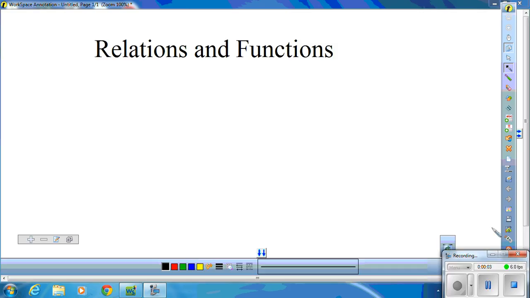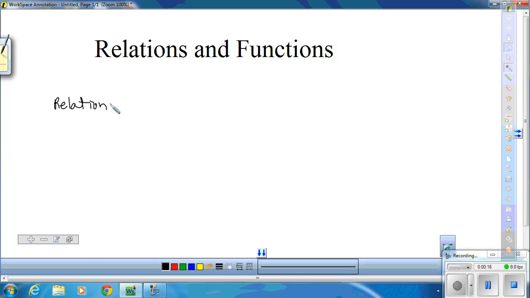So, tonight what we're going to be talking about are relations and functions. And what you first need to know is what is a relation. When we talk about a relation, we're talking about a set of ordered pairs. And a set is just a group. That's the math word for a group. A set of ordered pairs.